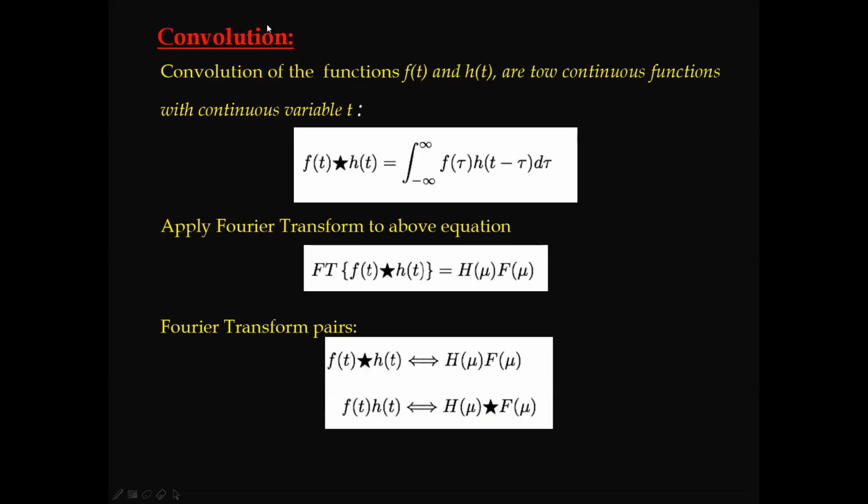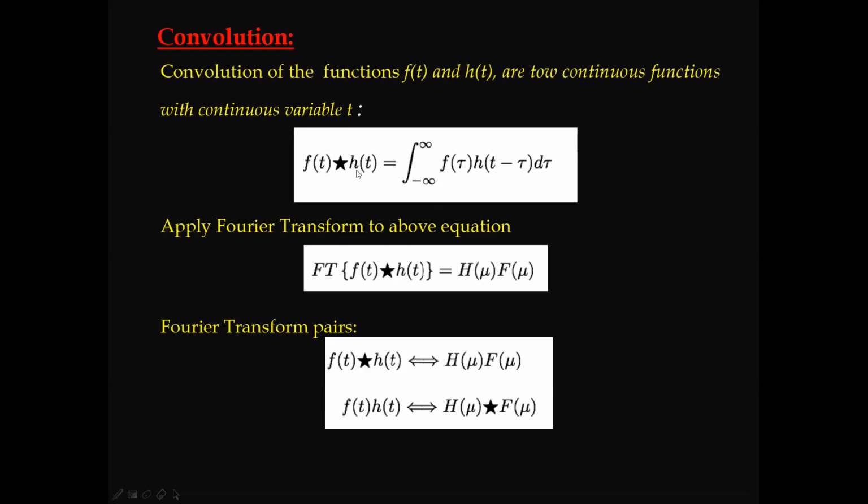Next, come to the convolution. The convolution of the function f of t and h of t. These f of t and h of t are two continuous functions. The convolution between these two is f of t star h of t. The star symbol indicates convolution, which is equal to the integral from minus infinity to infinity of f of tau into h of t minus tau d tau.